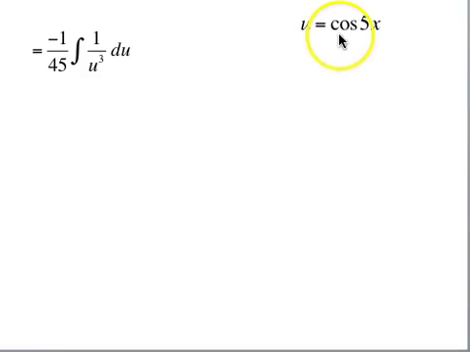So we know that u was cos 5x. Now we've got to do the integral of negative 1 over 45, 1 over u cubed du. But 1 over u cubed is u to the negative 3.